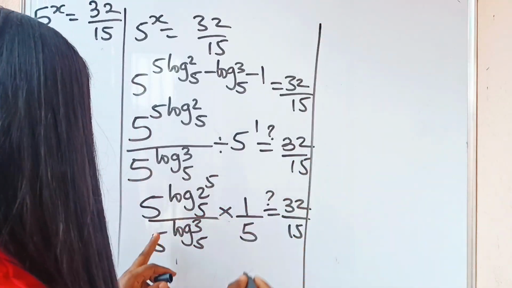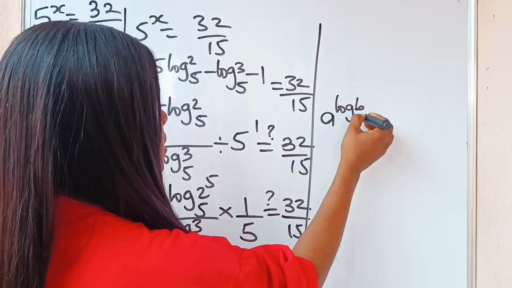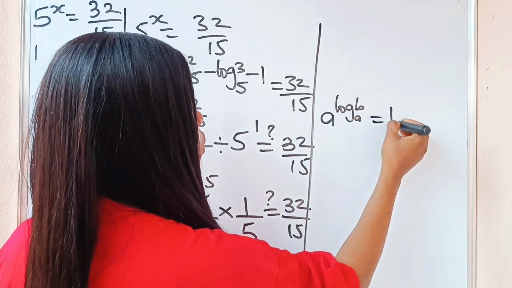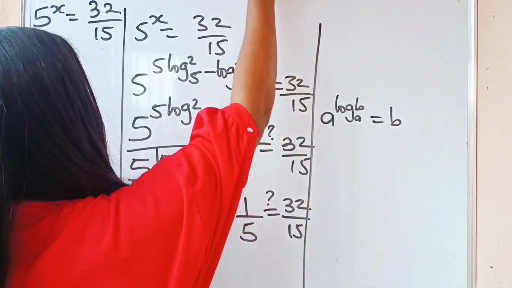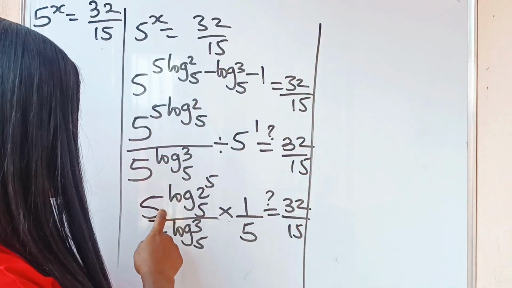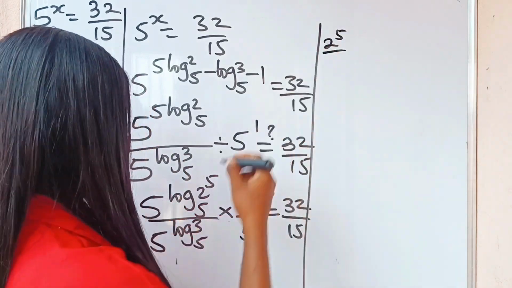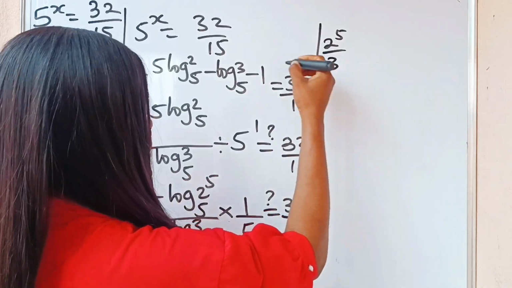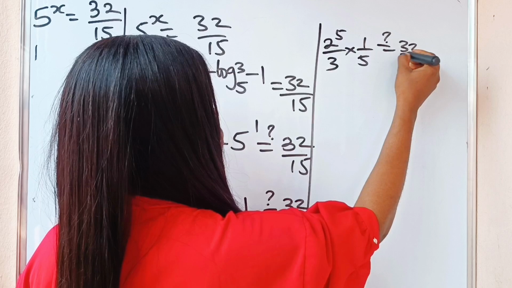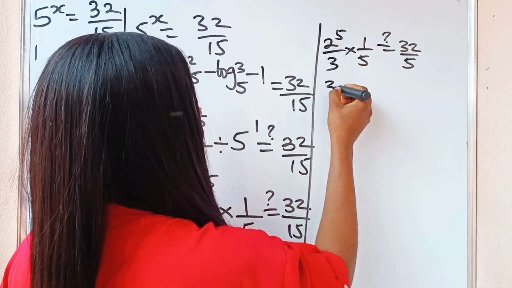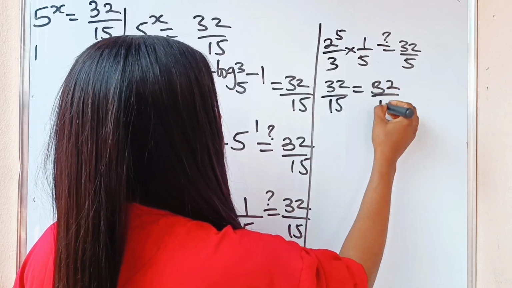All right, now when you have a to the power of log b base a, this is equal to b. Therefore, we can now write this as what? They have the same base, this and this. That means the whole of this is 2 to the power of 5 divided by the whole of this is 3 times 1 over 5 is equal to 32 over 15. Now 2 to the power of 5 is 32 and 3 times 5 is 15 is equal to 32 divided by 15.